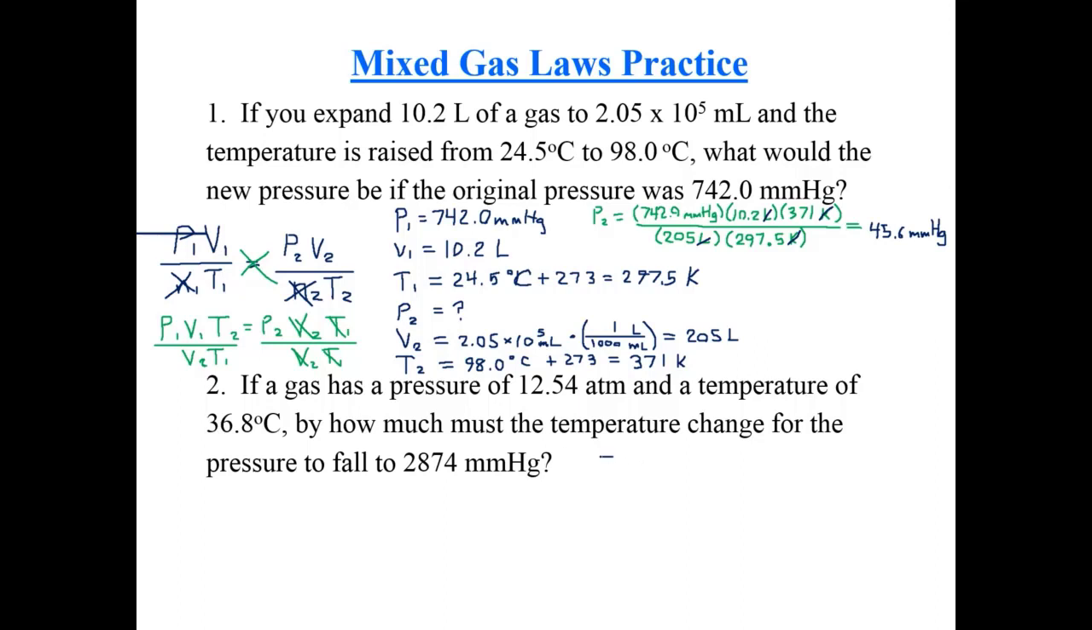So to give you an idea of how this would show up on your calculator, you could do 742 times 10.2 times 371, divided by the 205, and then divide by again 297.5. You have to hit divide by for both of those. If you don't, it will end up giving you the wrong answer.